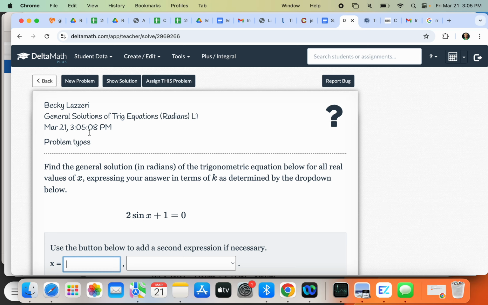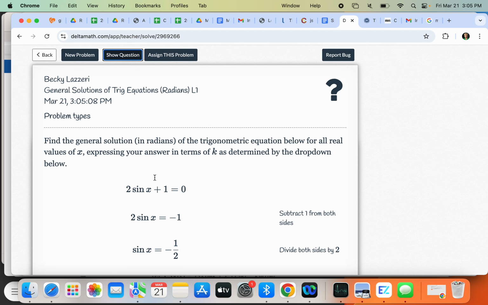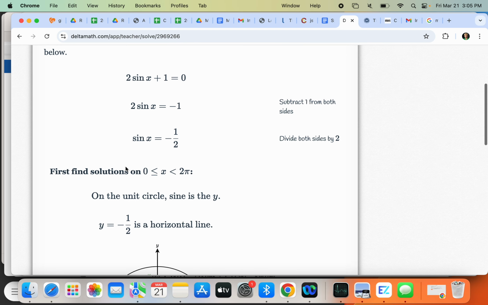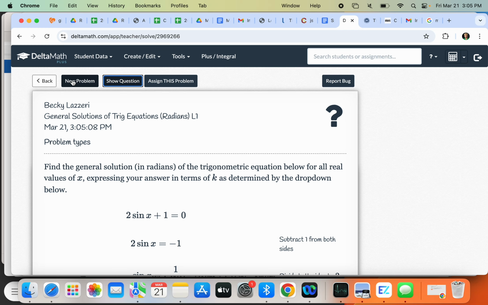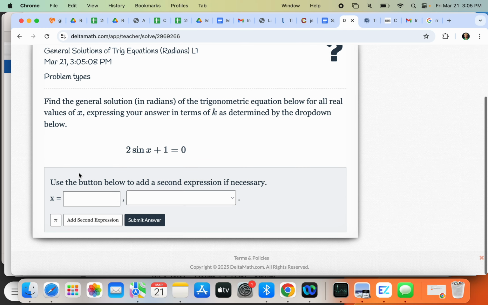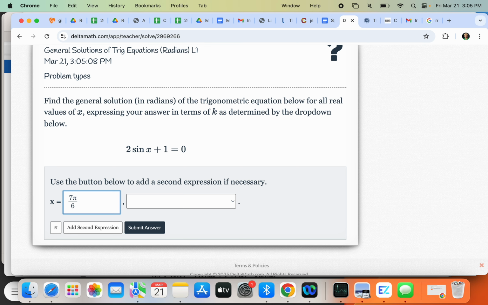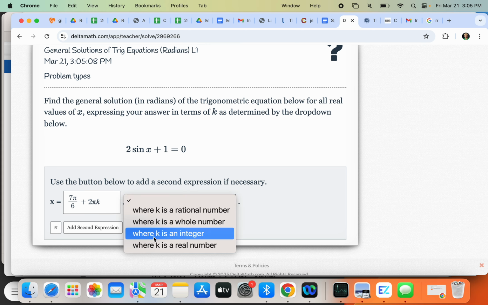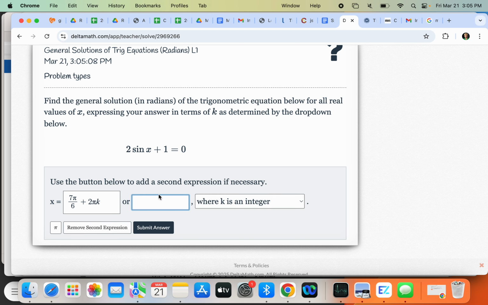All right, so new problem. What I would do is subtract 1 and divide by 2. So I'm looking at where sine is negative 1/2. And so I've got to think about all the times sine is negative 1/2 and then add 2 pi k to it. So sine is negative 1/2 in the third quadrant at 7 pi over 6. Go in and put in plus, to keep it going, 2 pi k, and then any integer. And then 11 pi over 6 plus 2 pi k, where k is any integer.